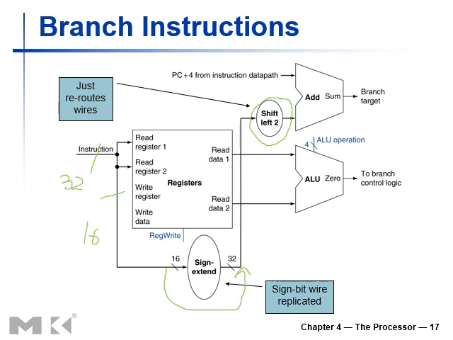It's just like rerouting the wires. We don't need any specific hardware component in order to shift the data. Then we have to add this updated label to the PC+4 to generate the branch target address.